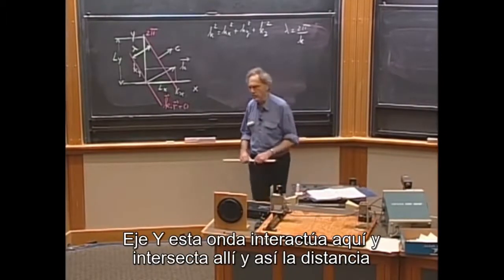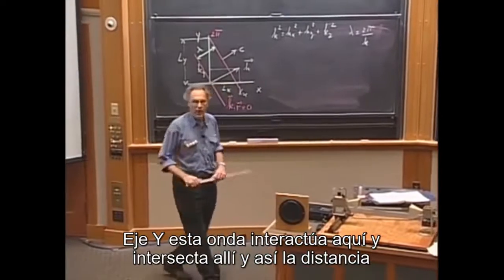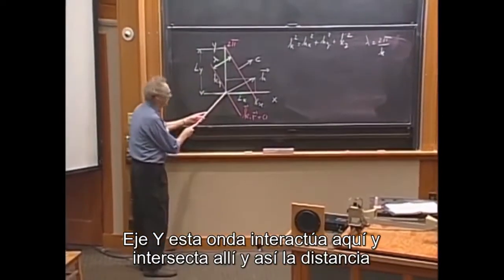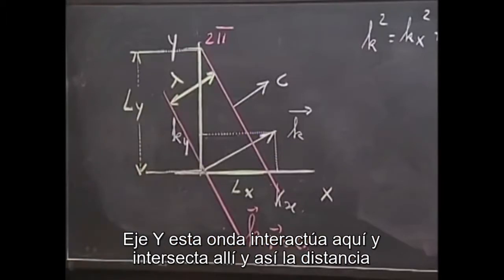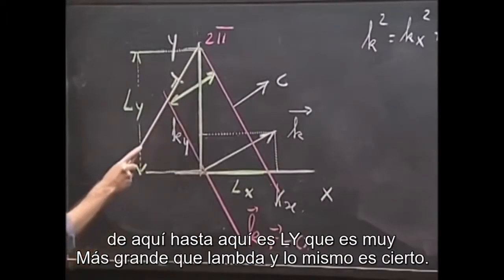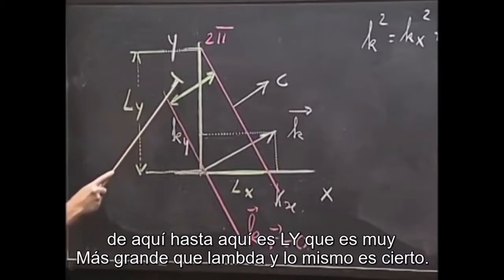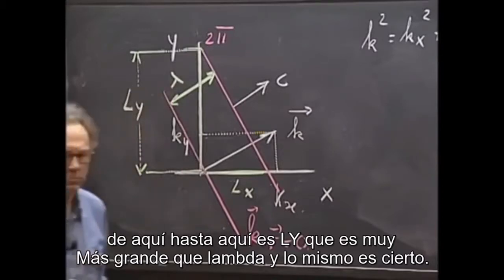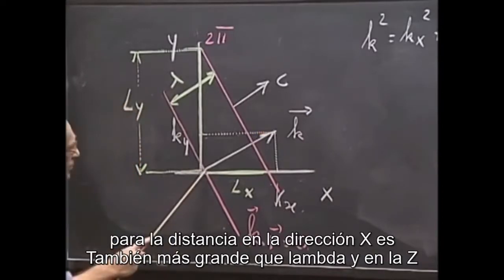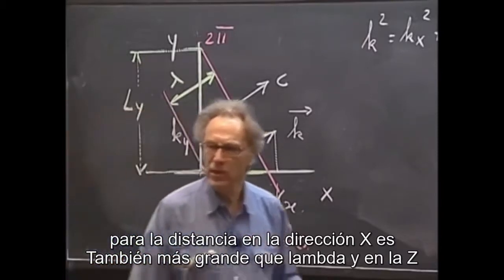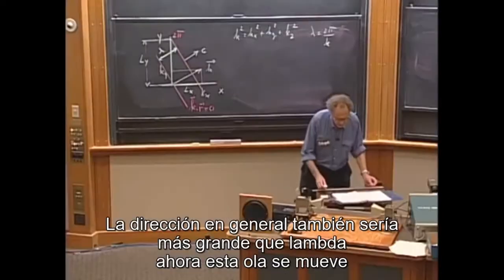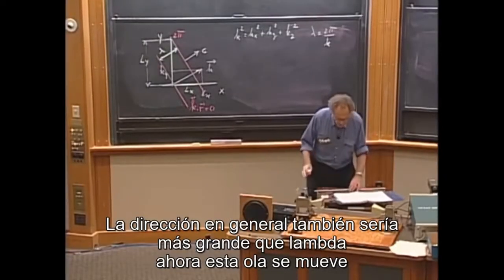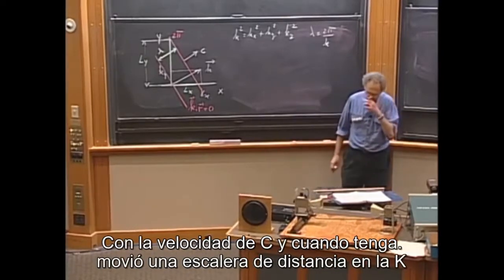Now look at the intersection of this wave with the y-axis. This wave intersects here, and it intersects there. And so the distance from here to here is Ly, which is way larger than lambda. And the same is true for the distance in the x direction, it is also larger than lambda. And in the z direction, in general, it would also be larger than lambda.